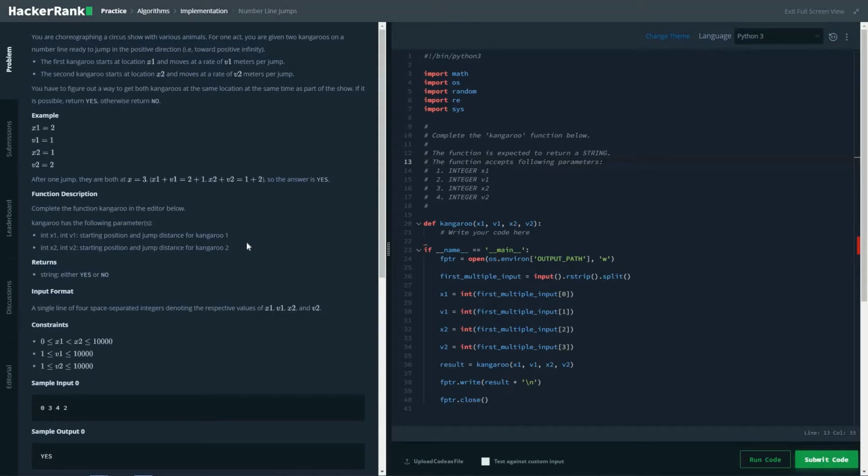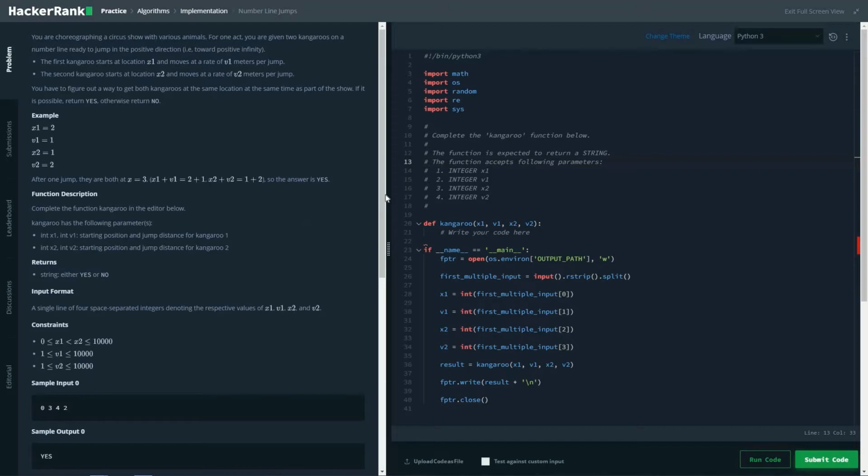The second kangaroo starts at location x2 and moves at the rate of v2 meters per jump. You have to figure out a way to get both kangaroos at the same location at the same time as a part of the show. If it's possible, return yes, otherwise return no.